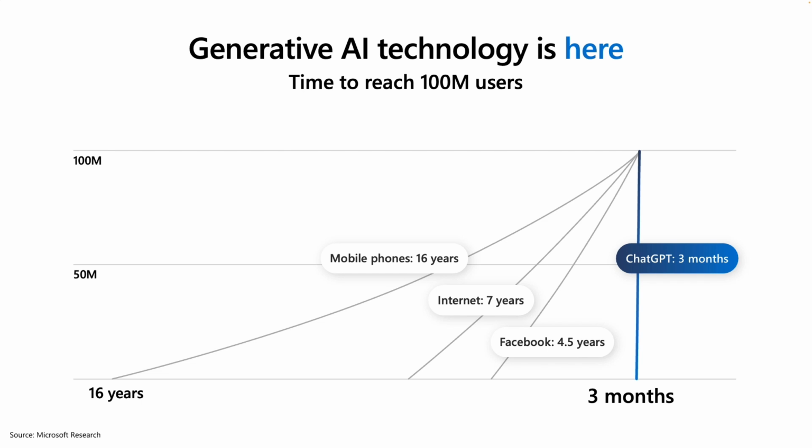And think of the significance of some of the technologies you're seeing on this chart. To even be in the same camp as mobile phones and the internet, it's clear. Generative AI technology is here, and it's going to seismically shift the way we work.